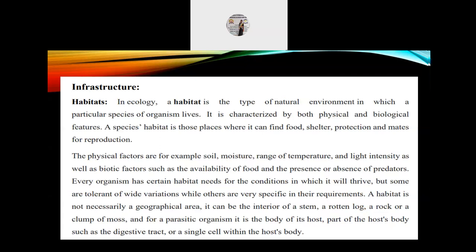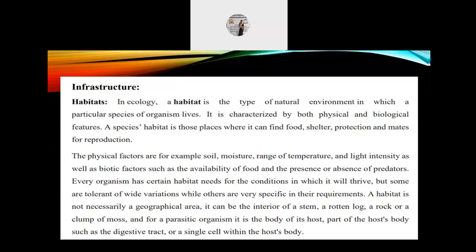Under infrastructure, the first one is habitat. In ecology, a habitat is the type of natural environment in which a particular species of organism lives. It is characterized by both physical and biological features. A species' habitat is those places where it can find food, shelter, protection, and mates for reproduction.